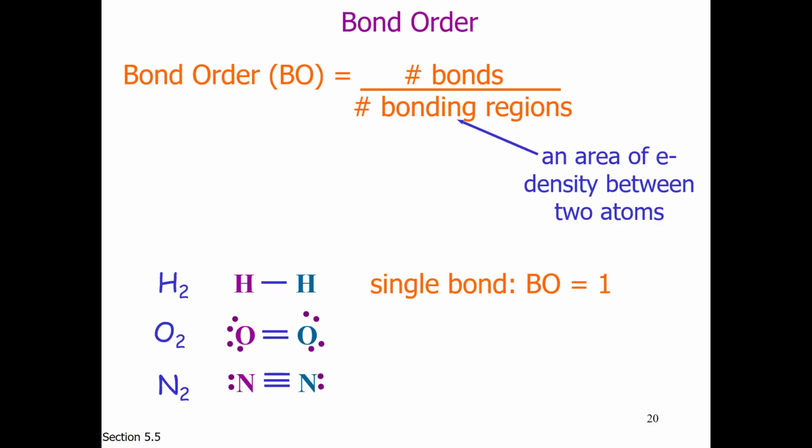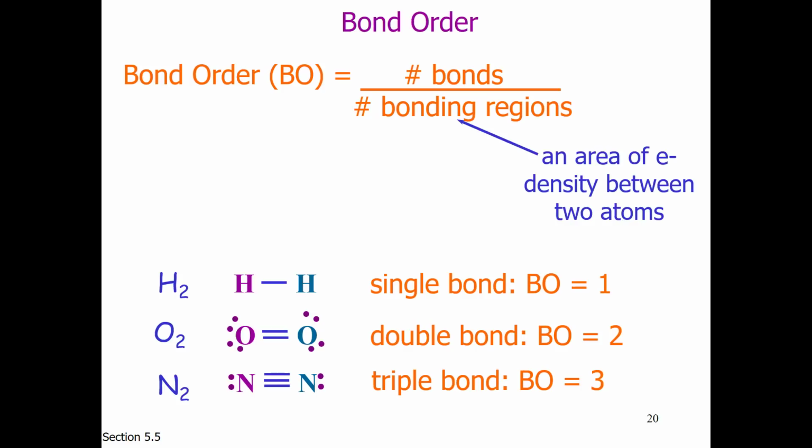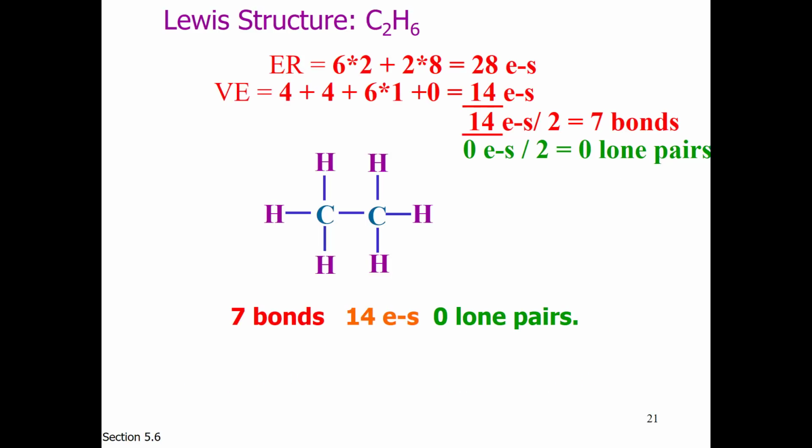The hydrogen molecule has bond order 1. The oxygen molecule has bond order 2. And the nitrogen molecule has bond order 3. That brings me to a discussion of differences that bond order can cause in the structure. So this is the Lewis structure of ethane, and I am doing this simply so that you can see that if you were to draw this out, you would have a carbon-carbon single bond.